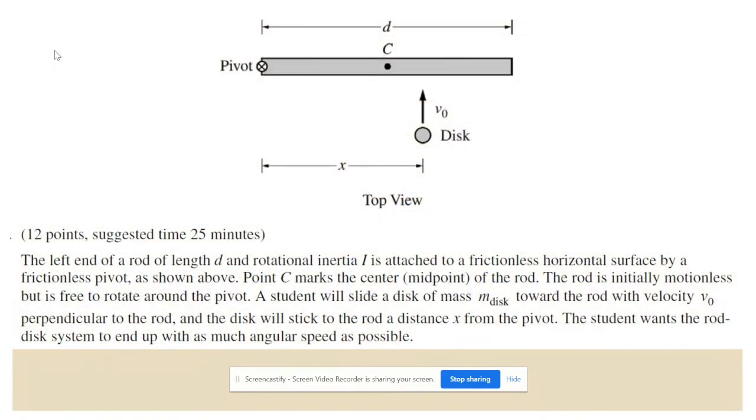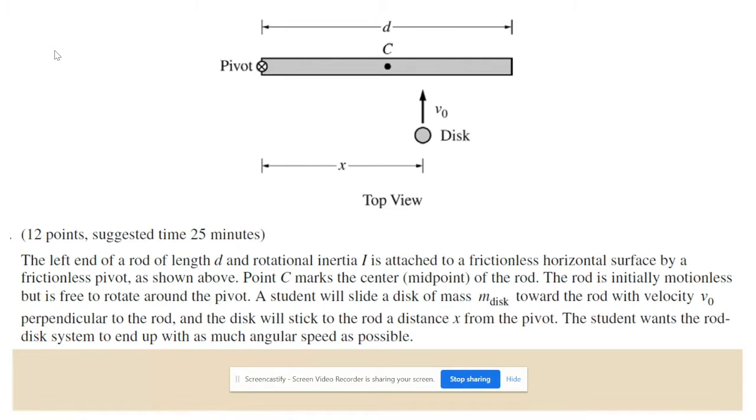This first question was on the AP exam in 2017. It says here the left end of a rod of length D and rotational inertia I is attached to a frictionless horizontal surface by a frictionless pivot, as shown above. Point C marks the center, or midpoint, of the rod. The rod is initially motionless, but is free to rotate around the pivot. A student will slide a disk of mass m_disk toward the rod with a velocity v0 perpendicular to the rod. The disk will stick to the rod a distance x from the pivot point.